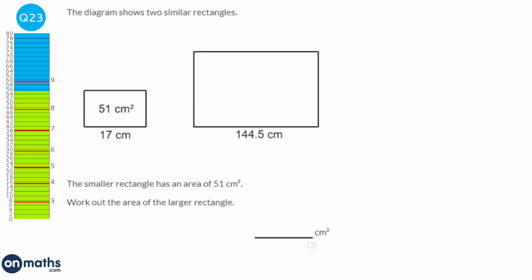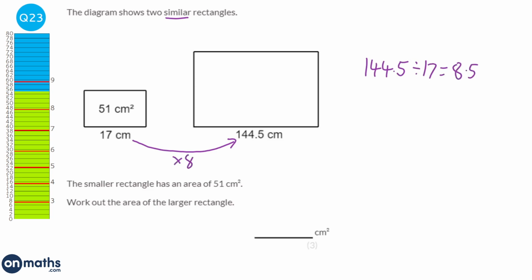Since these rectangles are similar, it means that they have a scale factor. And we've got to first of all find out what the linear scale factor is. So what do we times 17 by to get to 144.5? So we do that by 144.5 divided by 17. And when we do that, we get the answer of 8.5.